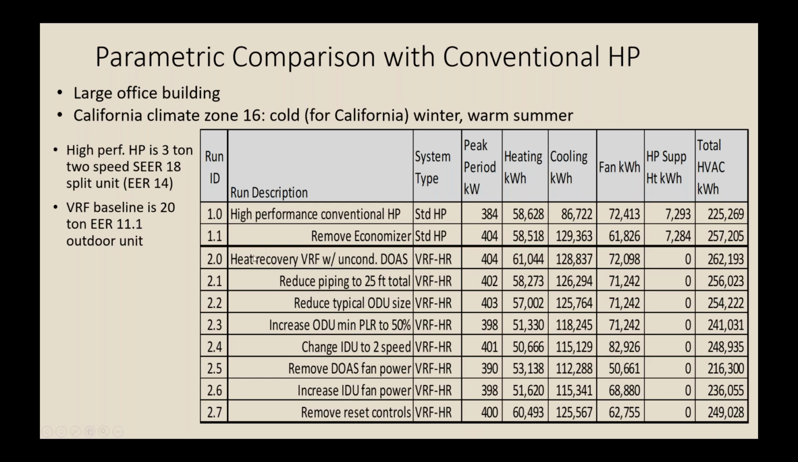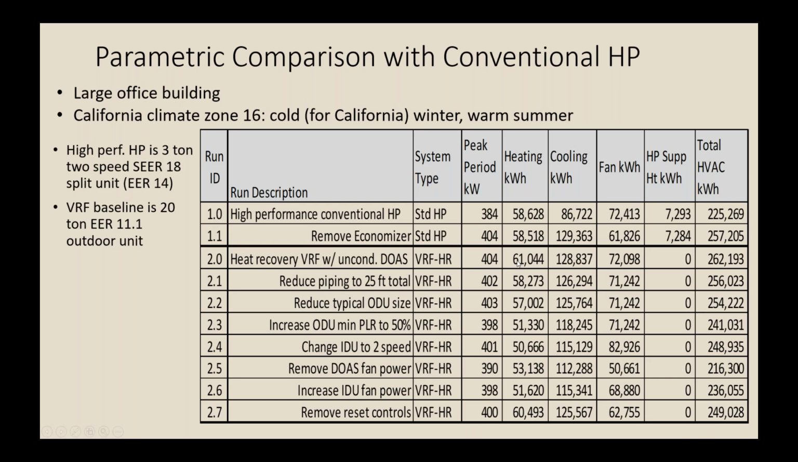Then I looked at a VRF heat recovery system. Again, this is a large office building, so there's a capability to do simultaneous heating and cooling recovery through that system. The baseline is a 20-ton unit, which would have an EER of 11.1. Then I started making changes one at a time, but accumulating those changes to get to a point where the model was relatively similar to the conventional heat pump, just to see how the heating, cooling and fan power would compare in the end.